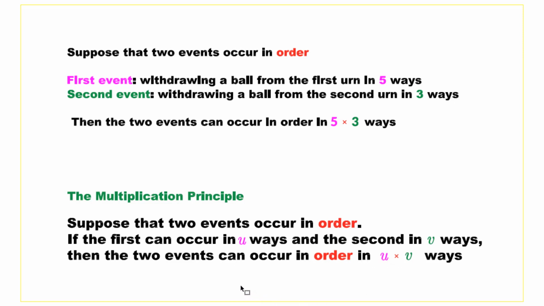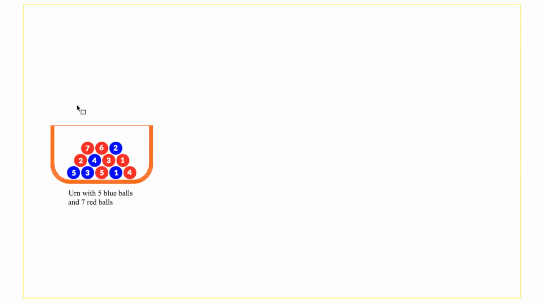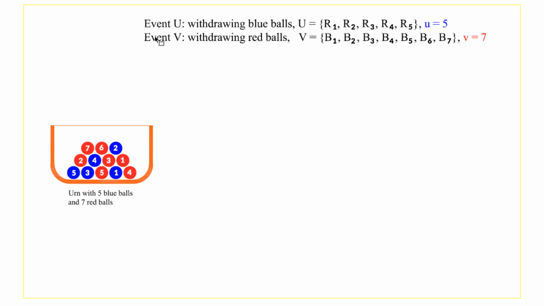But this statement is not really everything. There is more to add to it, and we are going to see what to add to it right now. The multiplication principle contains more cases, and one of these cases can be explained using the following example. We have this urn which contains 5 blue balls and 7 red balls, and we are going to define event U withdrawing a blue object where the number of objects is U equal to 5, and event V withdrawing red objects where the number of red objects is 7.